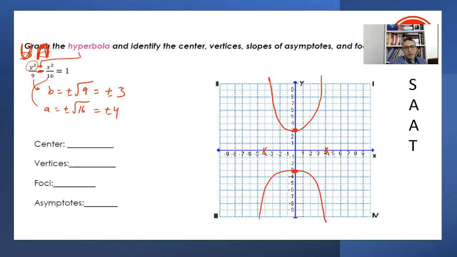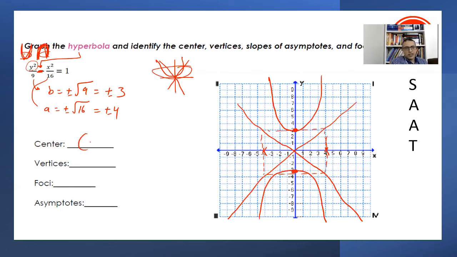Okay. Now, what about these 2 points? To figure out, you join between them and form a rectangle, and you draw the diagonals of the rectangle. These lines are called the asymptotes. And the whole hyperbola should be inside these asymptotes. You cannot draw the hyperbola outside the asymptotes.